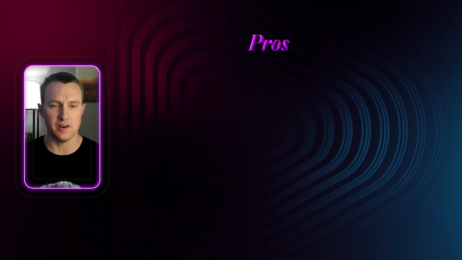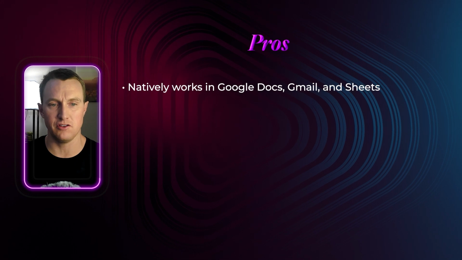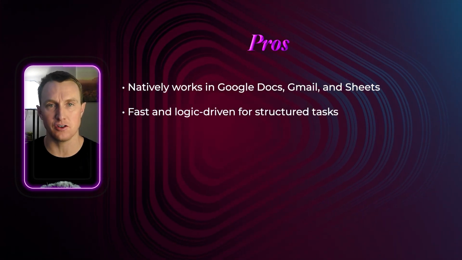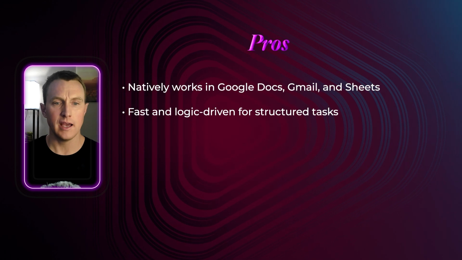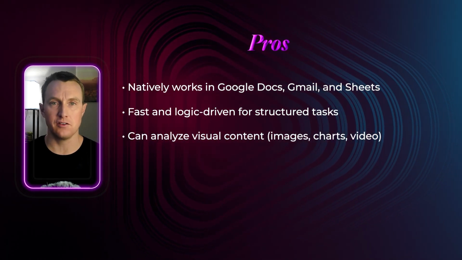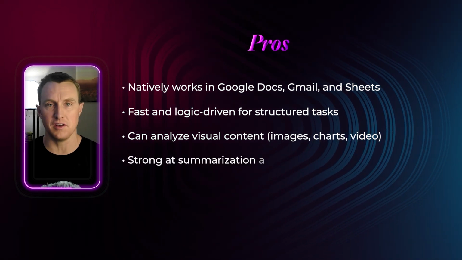Here are some of the pros of Gemini 2.5. It natively works in Google Docs, Gmail, and Sheets. It's fast and it's really good at logic-driven structured tasks. It can analyze visual content, images, charts, videos. This is a part of its multimodal capabilities. It's really good at summarization and planning.